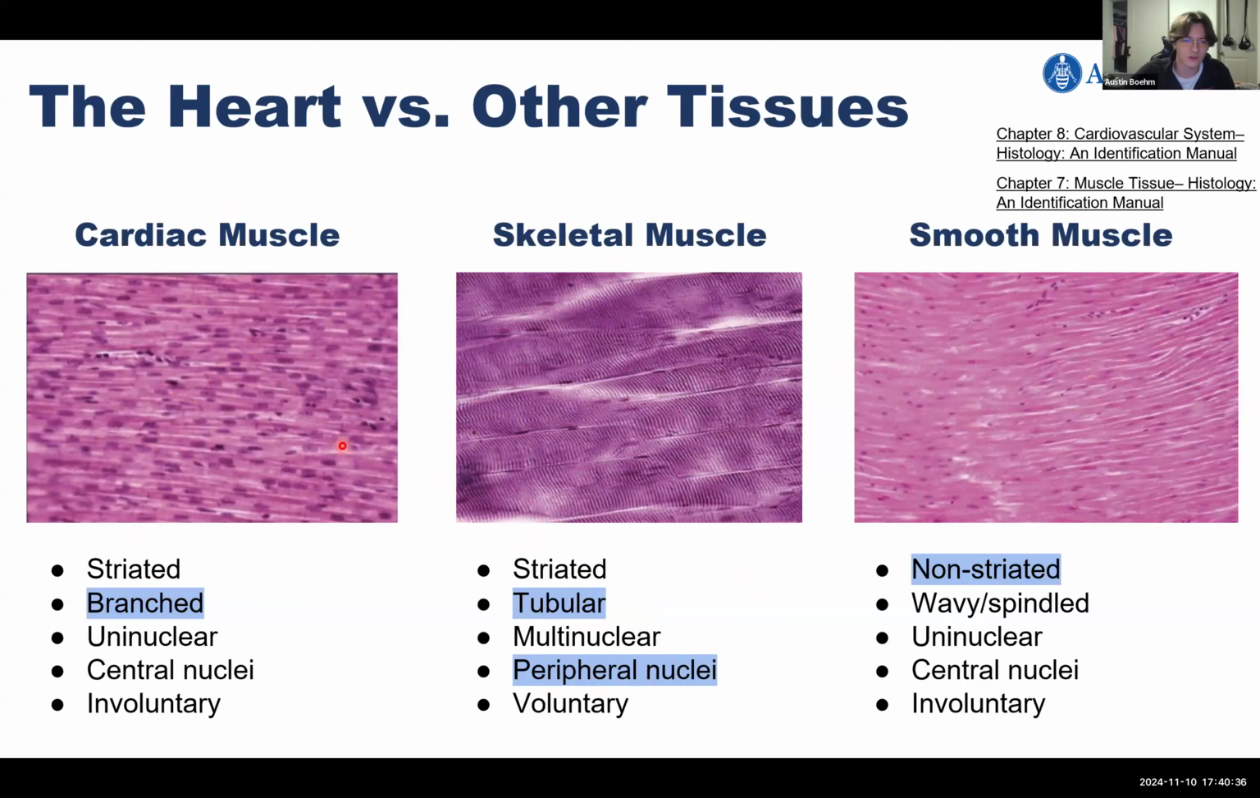Smooth muscle, on the other hand, can almost start to look like cardiac muscle. However, it's just got this wavy, spindled appearance, and that's the main thing, as well as none of those intercalated discs that cardiac muscle has.